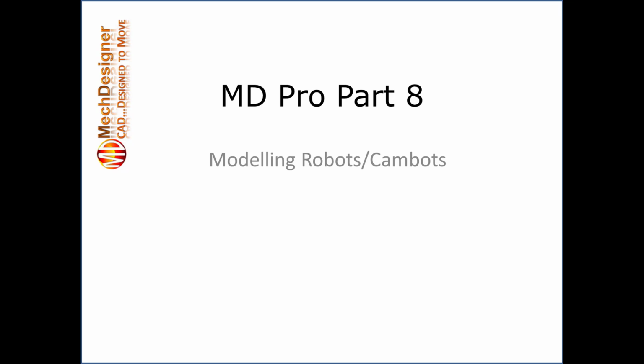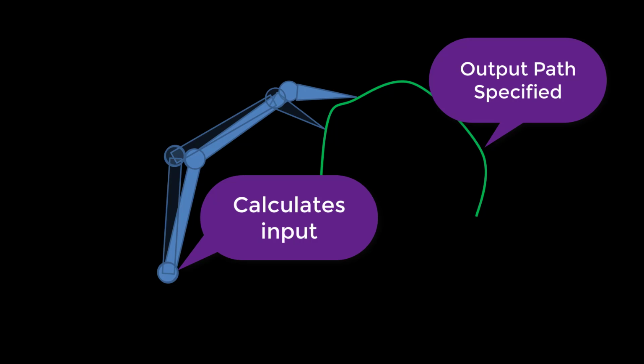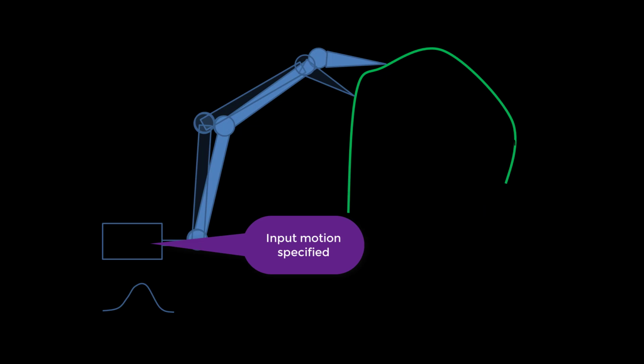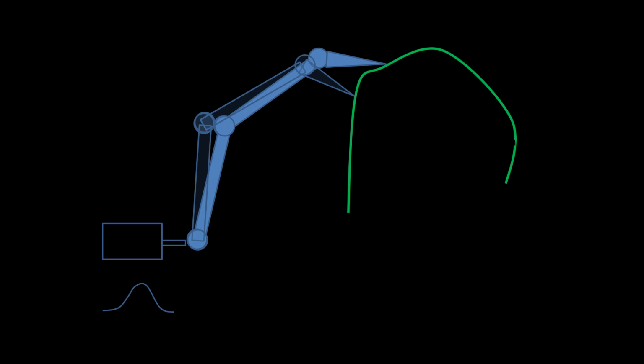You can model functionally identical mechanisms in one of two ways in MechDesigner. In the first, you specify the output of your mechanism, and MechDesigner calculates the required inputs. In the second, you specify the inputs and MechDesigner calculates the output. The first way is useful for obtaining cam or motor profiles, the second is best for calculating forces.